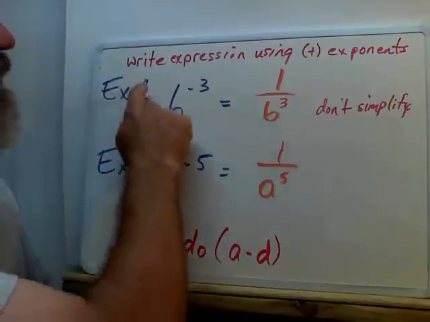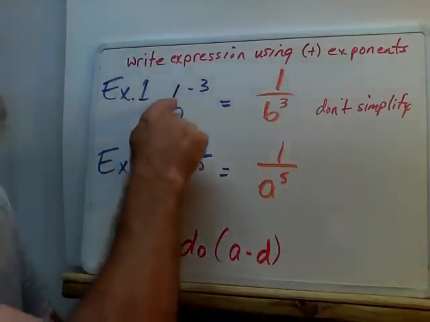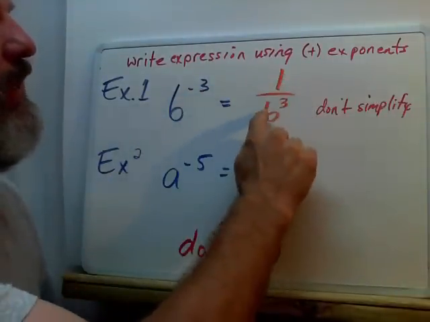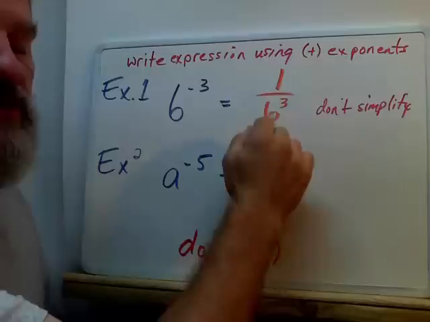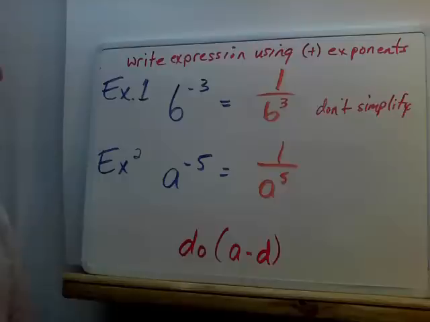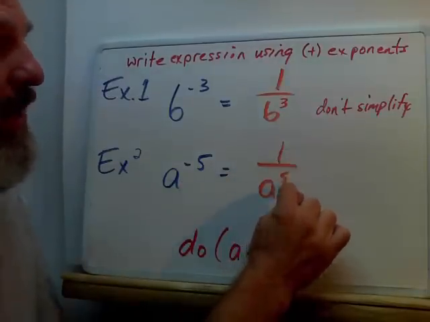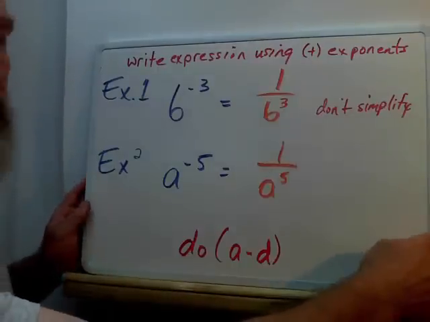So, in example number 1, we're supposed to write the expression using positive exponents. It's important to keep in mind what your directions are here. So 6 to the negative third, we just talked about, we can move it to the denominator and it becomes positive, so it's 1 over 6 to the positive third. Now we don't take 6 times 6 times 6 and put that number in here because they didn't ask for that. They wanted it in terms of positive exponents. So you see this relationship. Example number 2, a to the negative fifth becomes 1 over a to the positive fifth. Got some practice to do. Please do problems A through D.